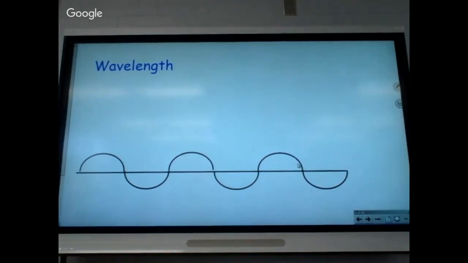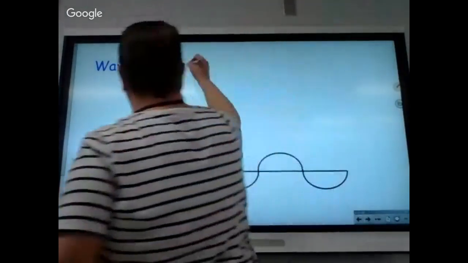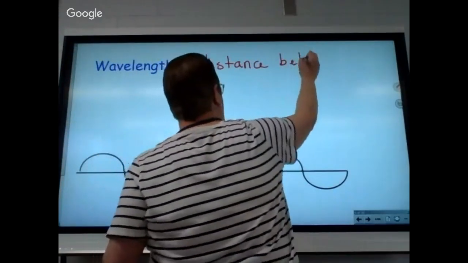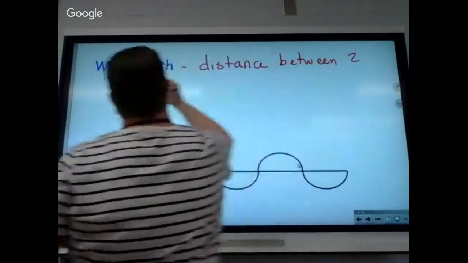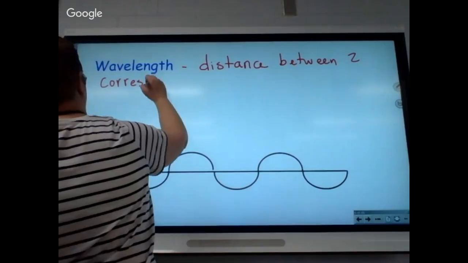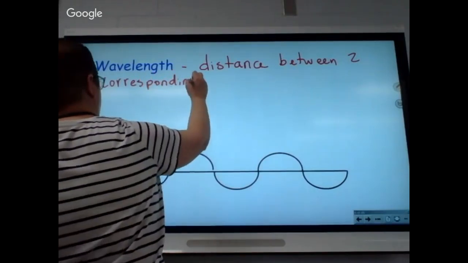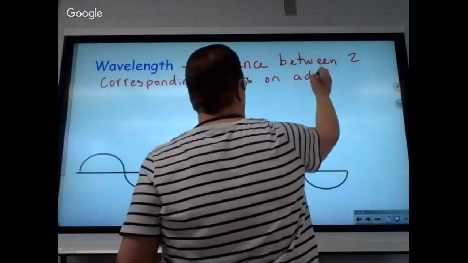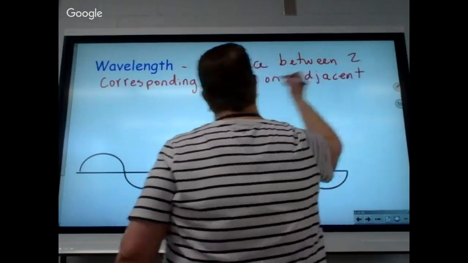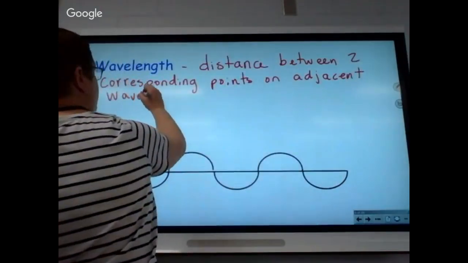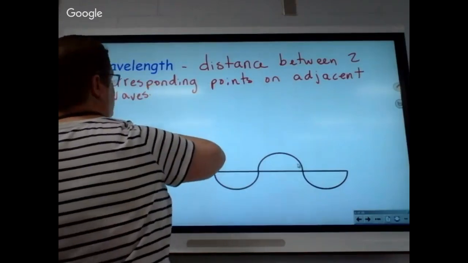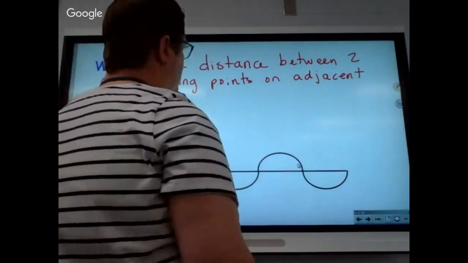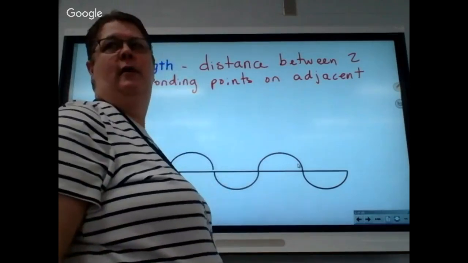Now, wavelength is the distance between two corresponding points on adjacent waves. Okay, you just gotta put distance between two top points. Two peak areas. Distance between two corresponding points on adjacent waves. Now I gotta figure out what adjacent is.